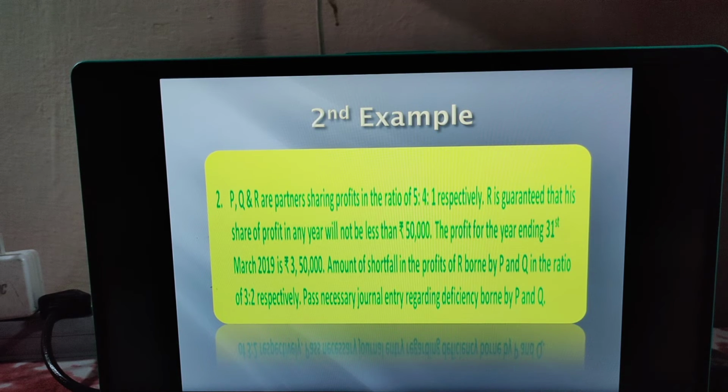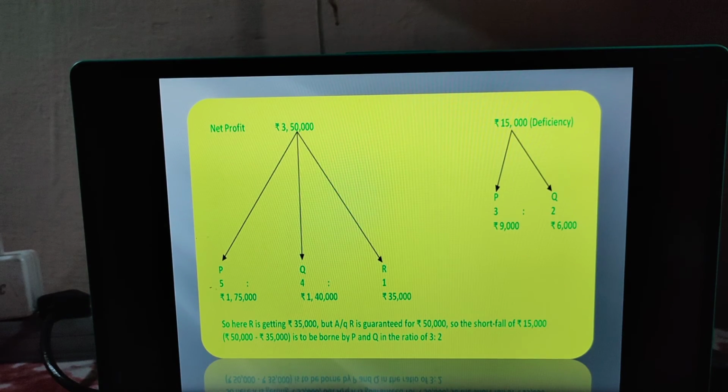See, before going through the journal, you have to gather the required information. First of all, how much is the profit? 3,50,000. Now you have to distribute 3,50,000 in the ratio of 5:4:1 to find out whether any kind of deficiency occurs or not. See, P was getting 1,75,000, Q 1,40,000 and R 35,000. So here R is getting 35,000, but according to the question, R is guaranteed 50,000 rupees. So there is a shortfall. How much is the shortfall? 15,000 rupees, that is 50,000 minus 35,000.